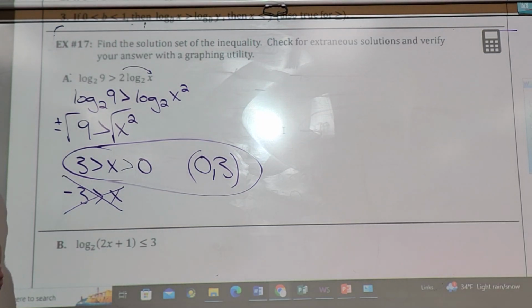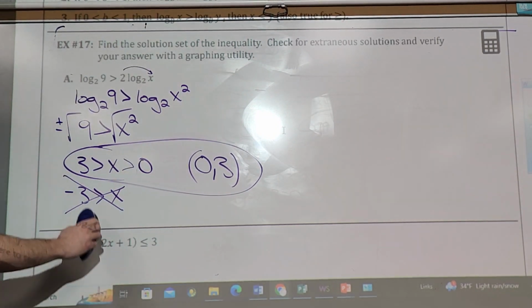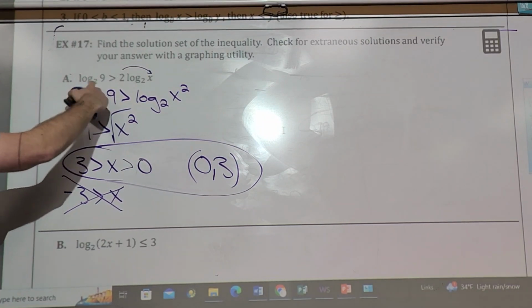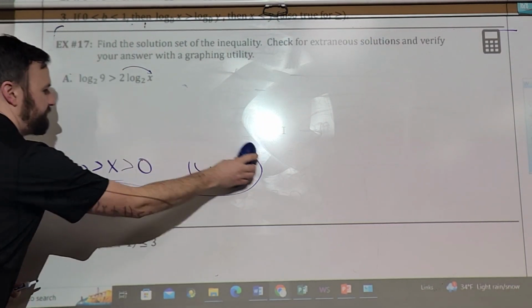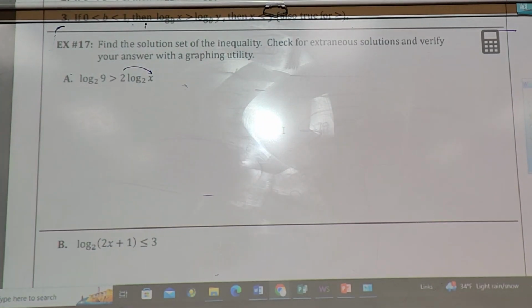Let's get tricky, y'all. Why did I keep that the same? Because 2 is bigger than 1. Can't log a 0.